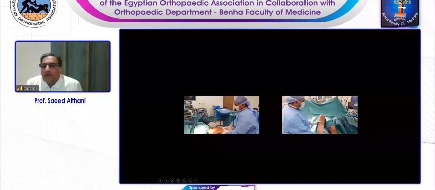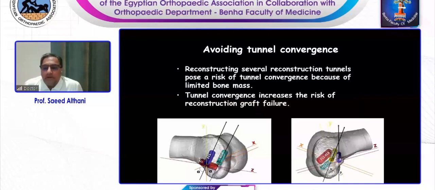When we try to do an ACL or multi-ligament reconstruction, we have to plan our tunnels. Otherwise, we might have tunnel convergence where they open into each other. So you have to plan and meticulously draw your tunnels on paper or on a model.